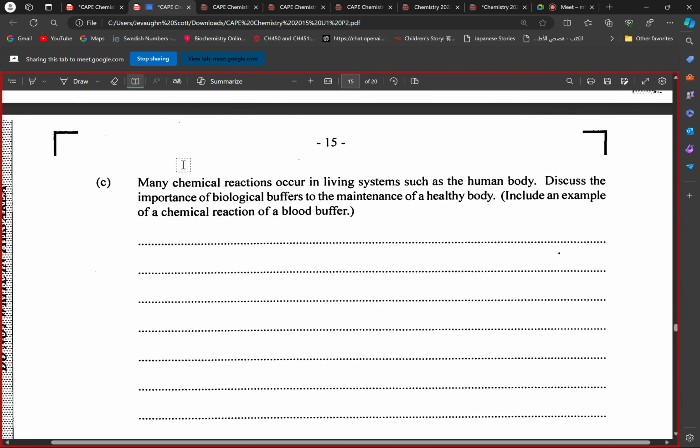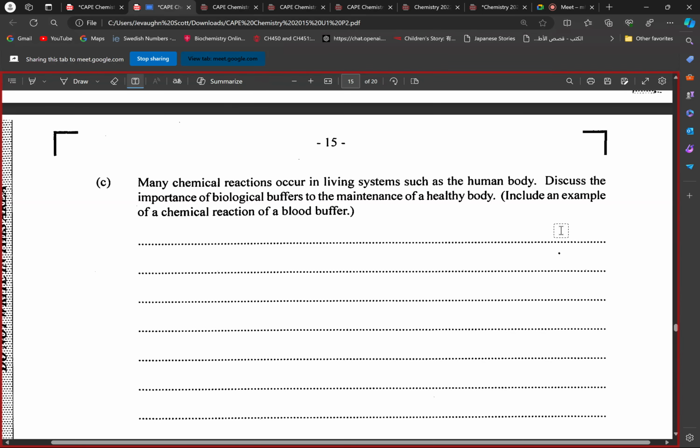Alright, so the last question under the buffers and pH that we'll look at before tomorrow. Many chemical reactions occur in living systems such as the human body, right? Discuss the importance of biological buffers in the maintenance of a healthy body. Remember osmoregulation, remember the pH, the importance of maintaining pH in the body. We have to understand how biological buffers maintain that healthy body. Include an example of a chemical reaction of a blood buffer.